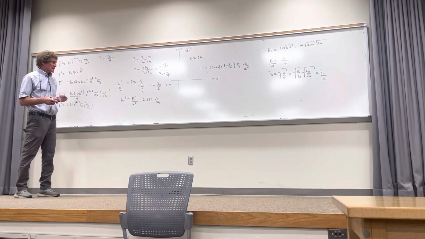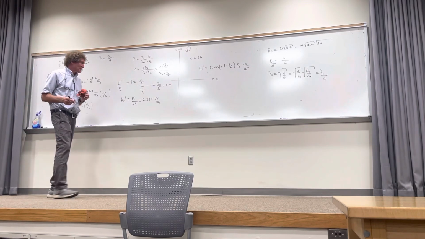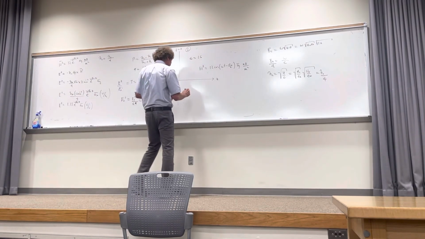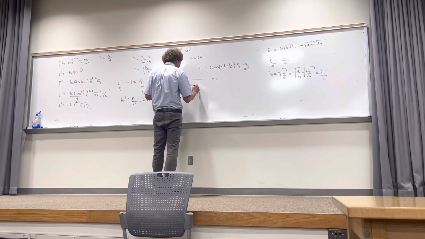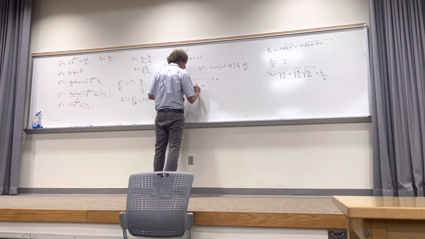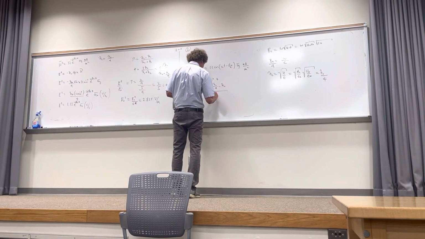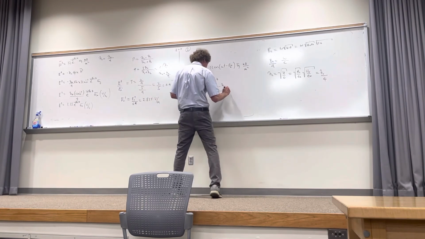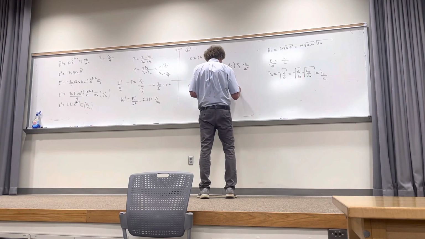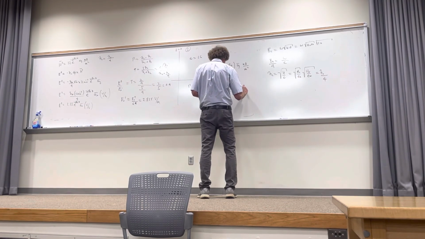If we wanted, well, might as well get the reflection coefficient. What's the reflection coefficient going to be? Eta 2 minus eta 1 over eta 2 plus eta 1. So that's eta naught over 4 minus eta naught, over eta naught over 4 plus eta naught. So that's 1/4 minus 4/4 over 5/4.